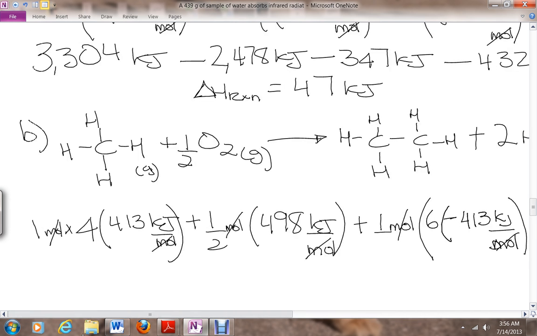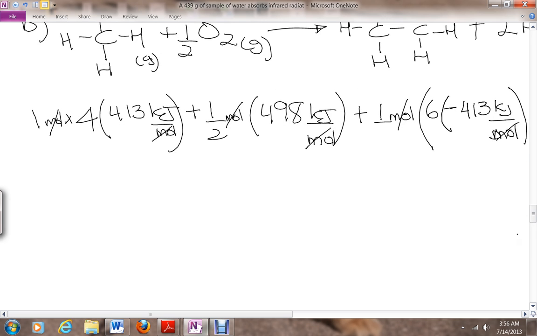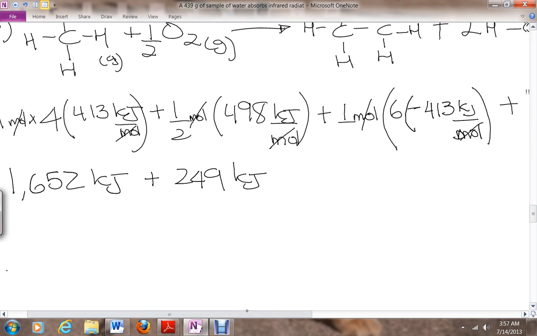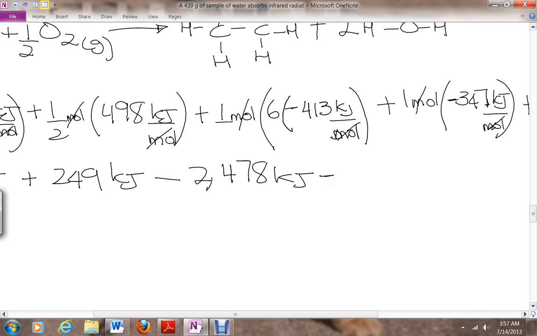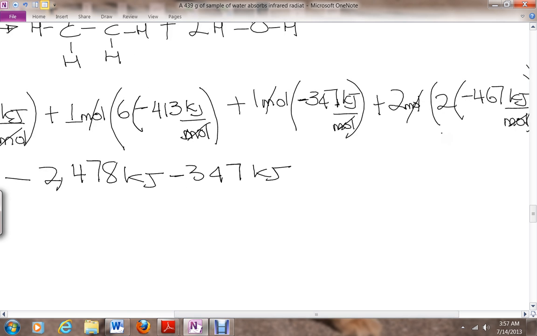So doing all this operation, I'm just gonna write down the results. You can double check. So here it's gonna be 1,652 kilojoules plus 249. You see how little energy it takes to break the oxygen, to add oxygen. You have to add only a little bit. But you're going to release a lot of energy forming these bonds. Because if you look at this, these are the values. This stays the same, which is the minus the CC bond, right? But now let's take a look at the water, which is minus, right?